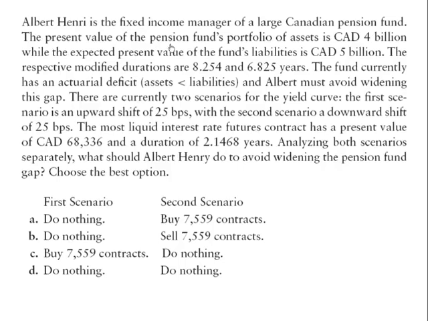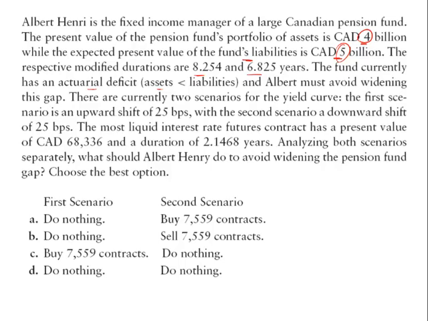The present value of the pension fund's portfolio of assets is CAD 4 billion, while the expected present value of the fund's liabilities is CAD 5 billion. The respective modified durations are 8.254 and 6.825 years of the assets and the liabilities. The fund currently has an actuarial deficit. That is, the assets are lower than the liabilities. 4 is less than 5. And Albert must avoid widening this gap.